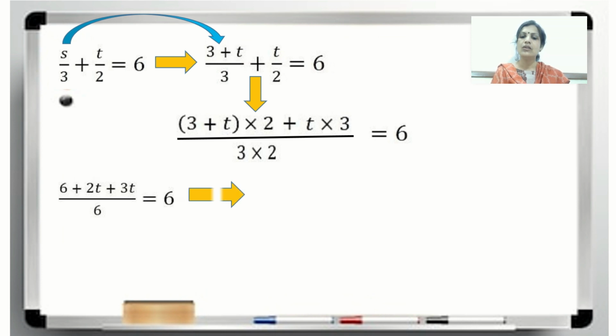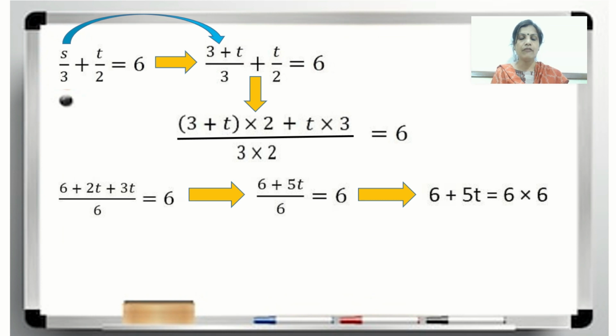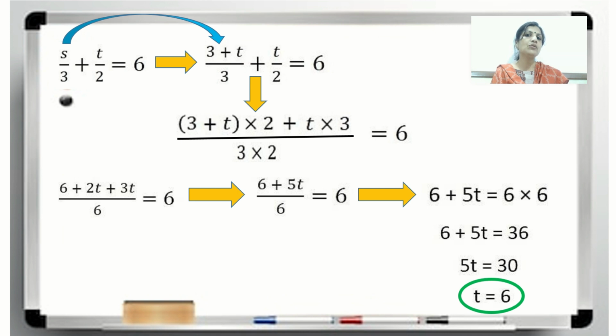Solve it once again. So we will have (6 plus 5t) upon 6 is equal to 6. Shift this 6 to the right hand side. So we get 6 plus 5t is equal to 6 into 6. Again simplify it. 6 plus 5t is equal to 36. So 5t is equal to 30 and therefore t is equal to 6. Now we got the value of t from equation 2. Let us substitute this value of t in any of the equations, either in 1 or 2, and so we will get the value of s.